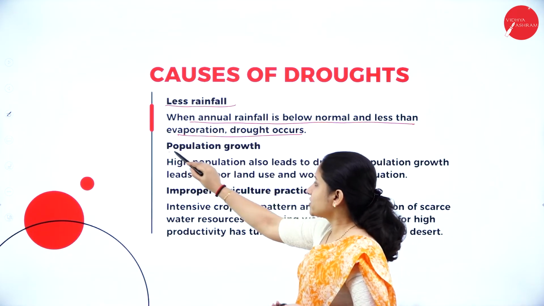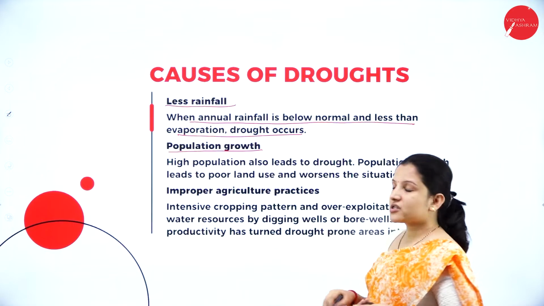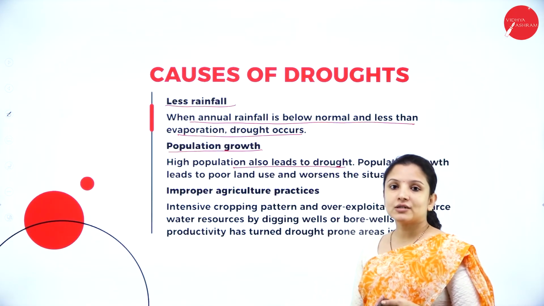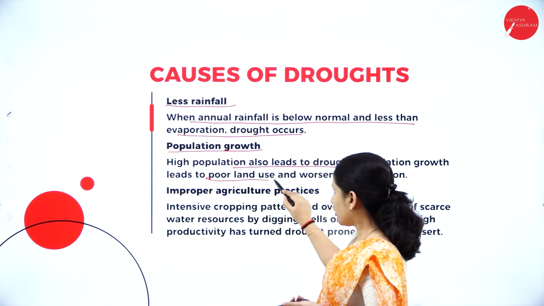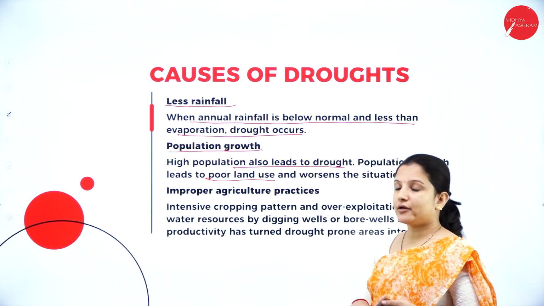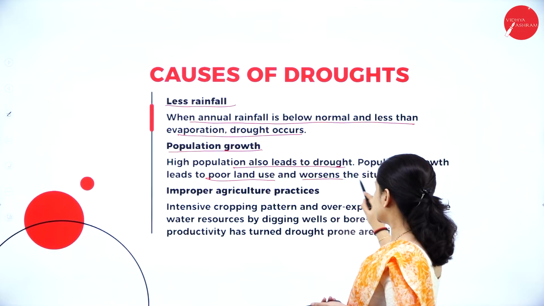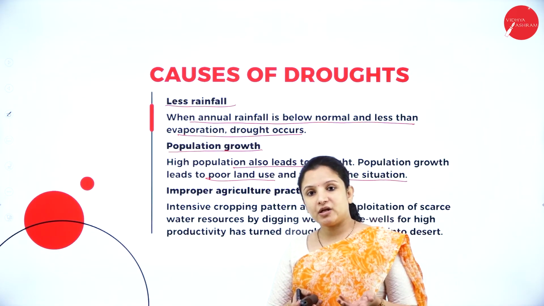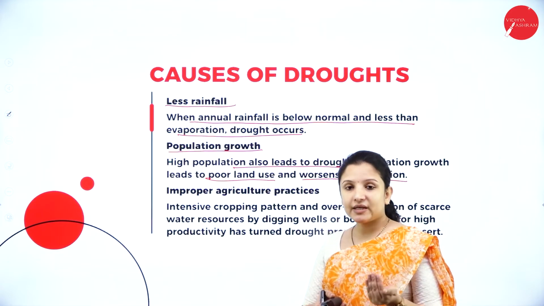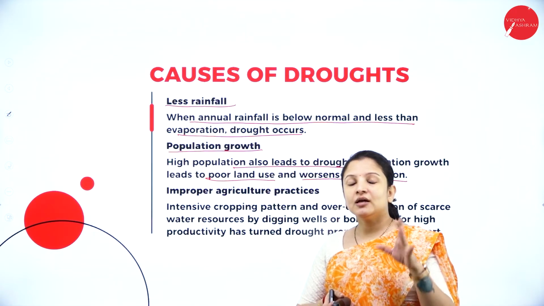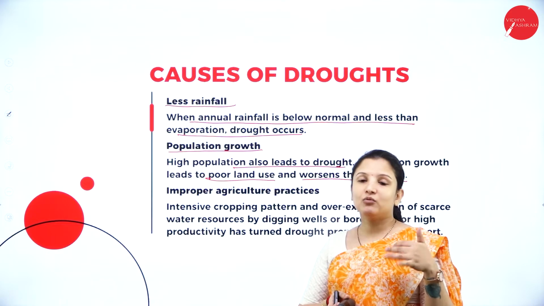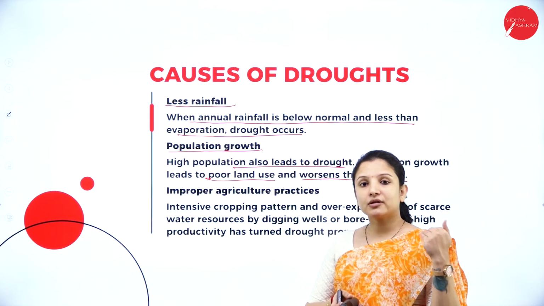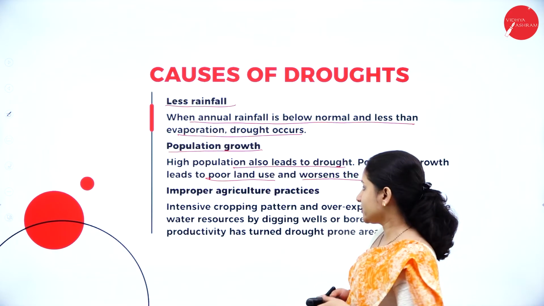Next is population growth. Higher population can lead to drought. Why? Because population growth leads to poor or improper land use, and it will also worsen the situation. Because, as I told you, as the population increases, urbanization increases, wherein less soil will be there, and more cement is what you will find everywhere. So that also can cause droughts to a larger extent.